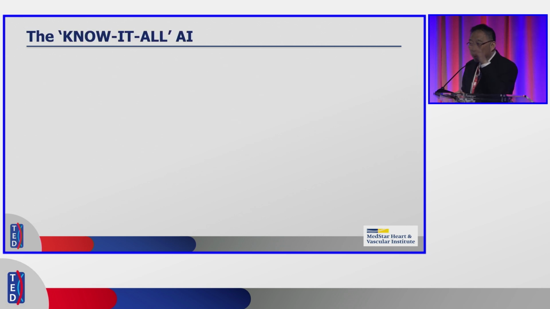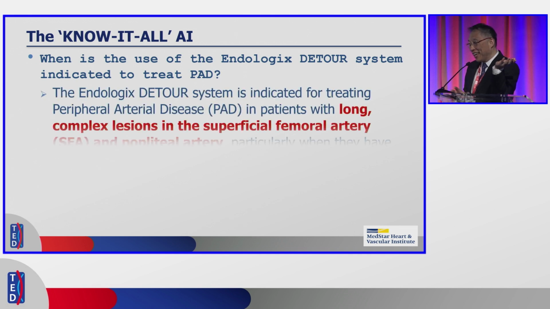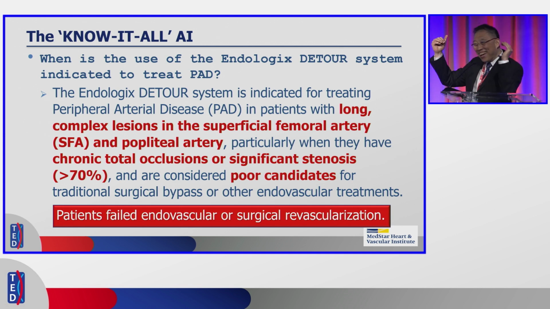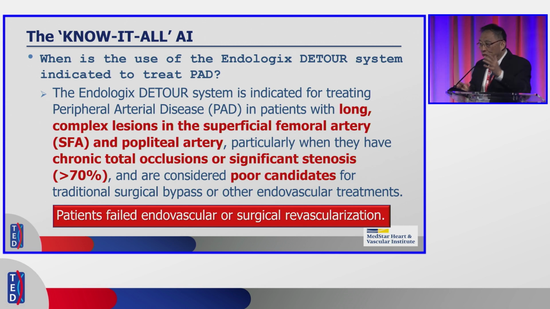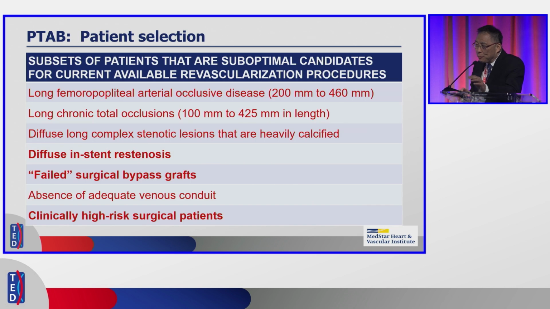To prepare the talk, I went on AI and asked, what's PTAB? And it's supposed to give us an answer for everything. At the end of the day, I always say the internet AI is garbage in, garbage out, or data in, data out, right? So basically, it's patients who failed endovascular and surgical revascularization, so patients we go for PTAB.